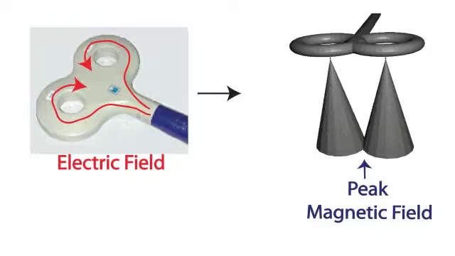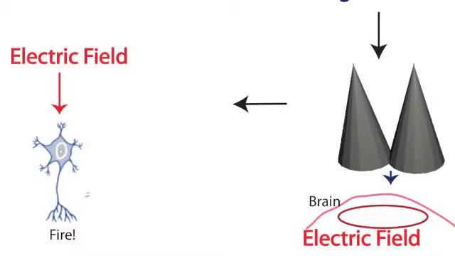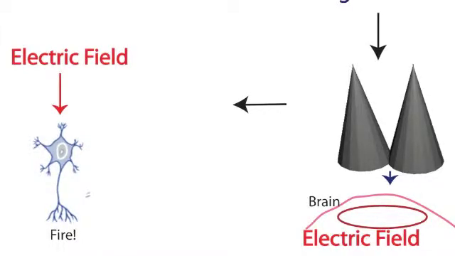Magnetic fields travel very easily through the skull. So we hold the coil over the head, and the magnetic field will then travel through the skull, generating an electric field. Electric fields can actually cause the neurons in the brain to fire. So what we've done is we've used electric and magnetic fields to actually change the way the brain works. And while we're doing this, we can see how behavior changes.